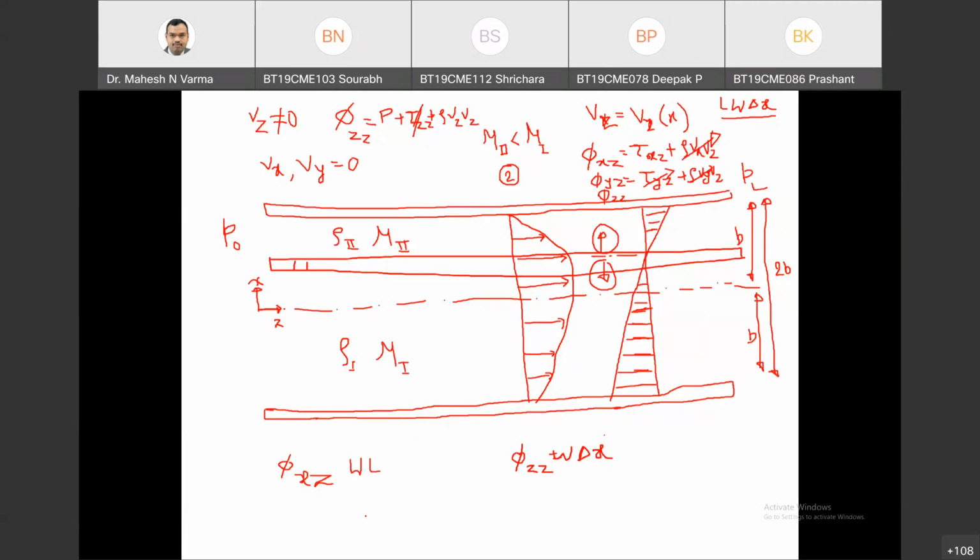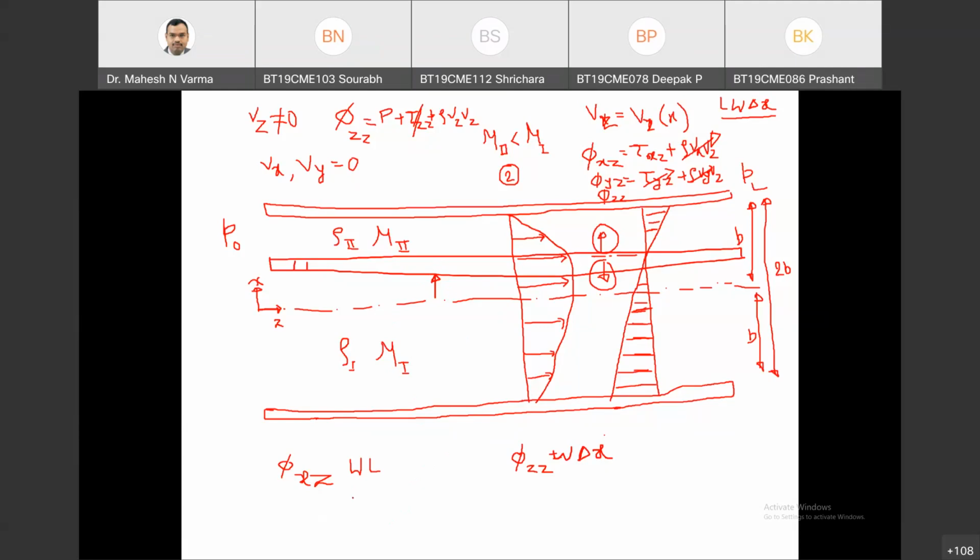I am talking about Z momentum only, Z momentum coming in, in this direction. Yes sir, so it will be phi at Z equals 0. Which phi? We are calculating for this arrow. Can you see this arrow? In X direction.